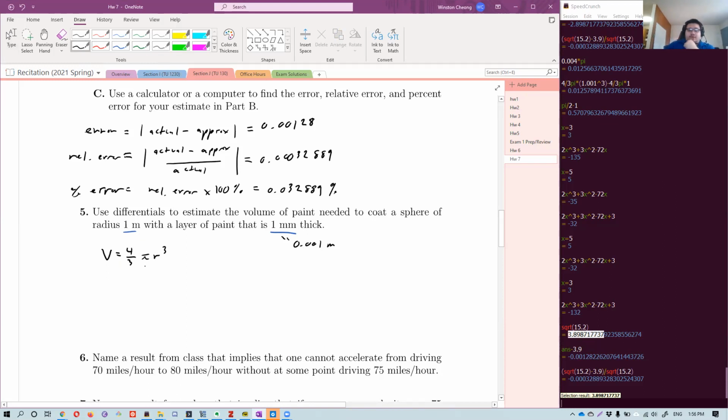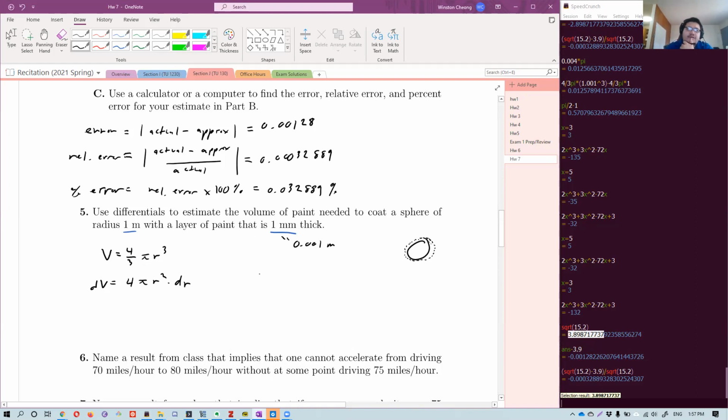And so we want to estimate the volume of paint that is needed to coat the sphere. So we start off with the sphere, and then we just paint over it, and that's going to use up some volume of paint. So the thing to notice is that that volume of paint is going to be measured by the dV. The dV is the volume of paint. And so all this is asking us to do is calculate dV. Well, we take this equation and we take its derivative, this weird kind of derivative. And so we get 4 pi r squared times dr.